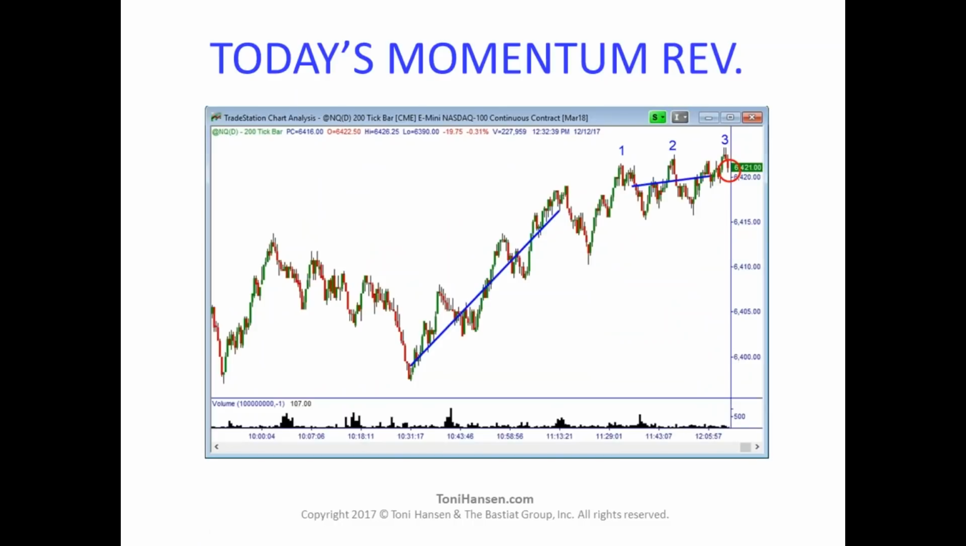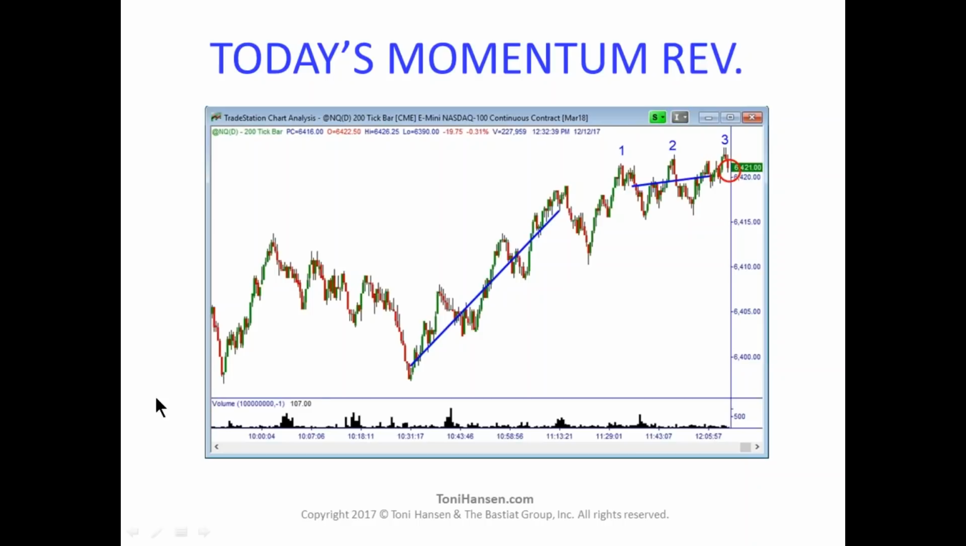So this brings us into today. The advantage of today's trades is that I took screenshots at all of the places that I had entries and exits, as well as levels that I knew that we would have a reaction to.